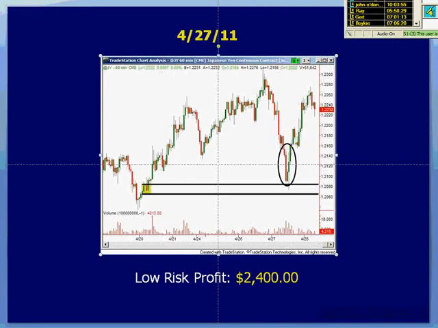Let me draw that in real quick. Drawing in PowerPoint on the fly is not a great idea, but I'm going to try to do it anyway here. One more, and then I'll grab the chart. The rest of these we'll go through faster. I just want to make sure you get it on the first one.